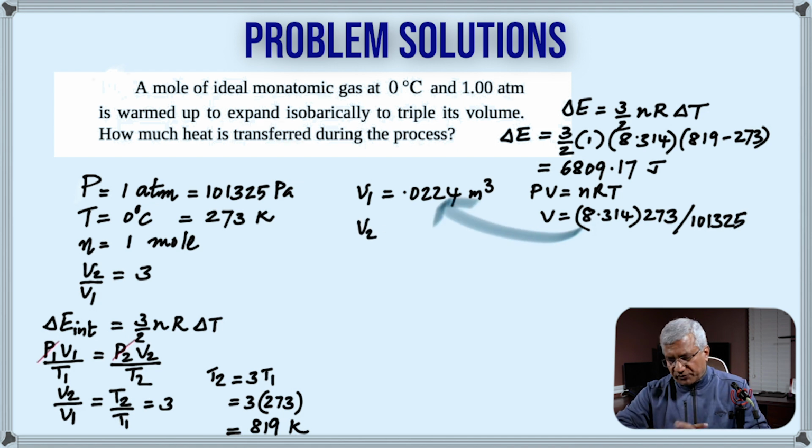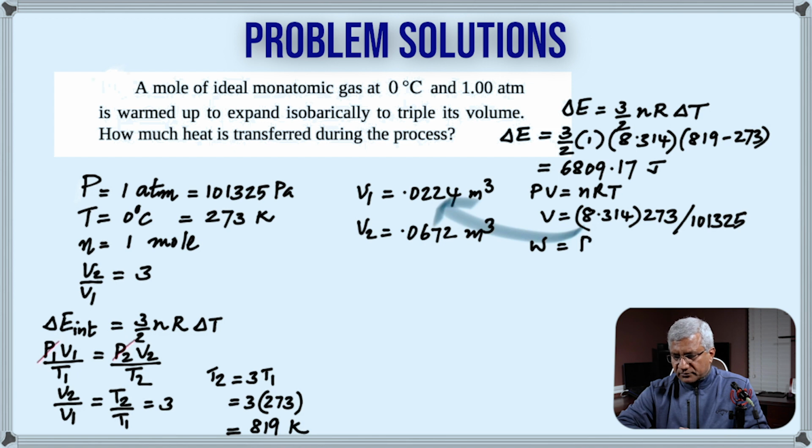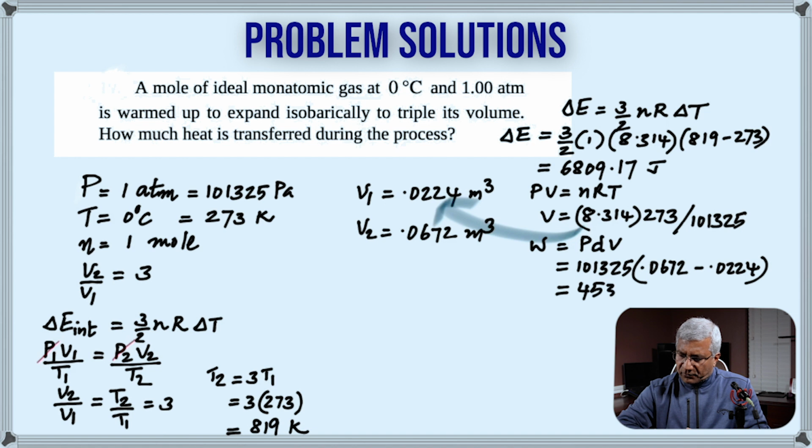So we know the volume V1. Since we know the initial volume, we also know the final volume because it's 3 times the initial volume. And because we know the 2 volumes, we can now find the work done. Work done in an isobaric process is simply pressure multiplied by the change in volume. The pressure is 101325, and the change in volume is given there. So when you do that, you get 4539.44 joules.